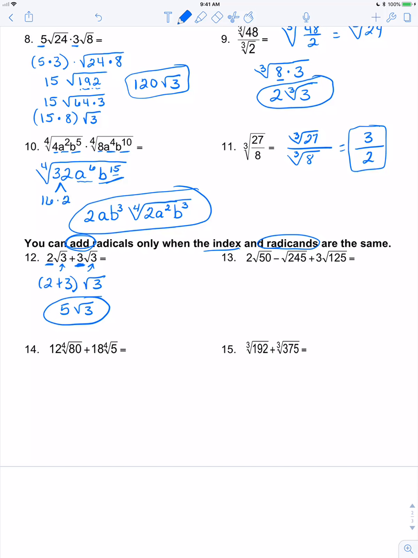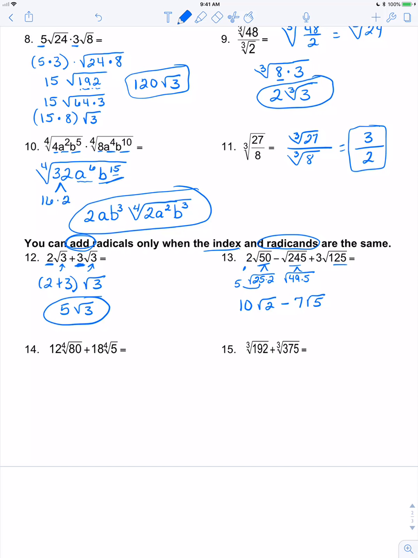Okay, so 2 square roots of 50. Notice these are all not the same, so we want to see if we break them down, what do they become? Well, 50 is 25 times 2. We know the square root of 25 is 5, so that 5 comes out, but it's multiplied with that 2. So 10 square roots of 2. 245 is 49 times 5. Well, the square root of 49 is 7. We're left with the square root of 5.